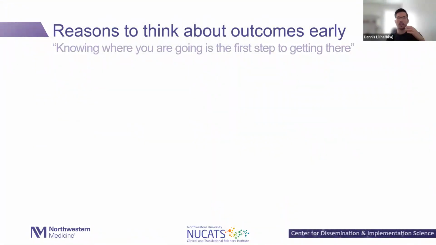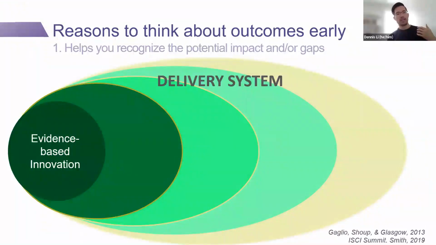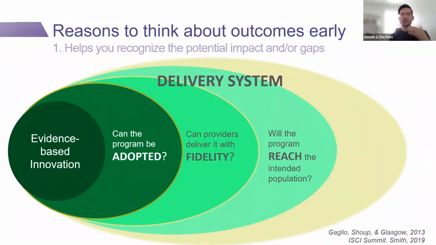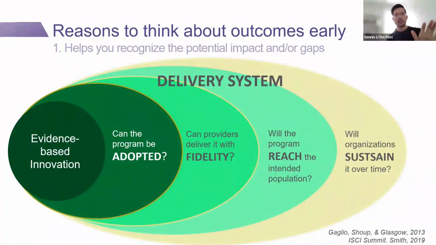So there are a lot of reasons to think about the outcomes early. The framework kind of puts it as the last of the 3 steps, but I actually find it really helpful to think about them really early, because knowing where you're going is the first step of getting there. And so thinking about outcomes early can help you recognize the potential impact of your work as well as where the gaps are. So if you have an evidence-based innovation, and you're asking questions about where it can be adopted, how can you deliver it with fidelity, will the program reach its intended population, and will the program sustain over time? These are essentially outcomes along the way to get to a public health impact.